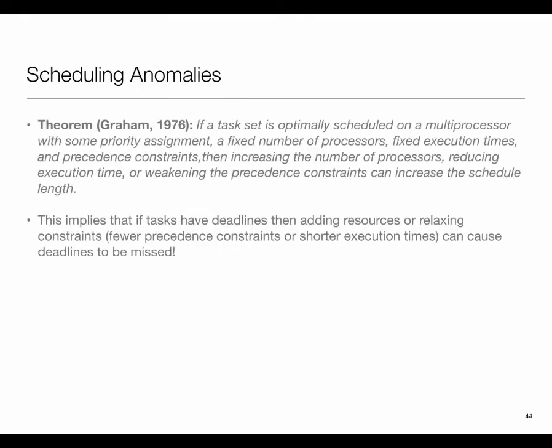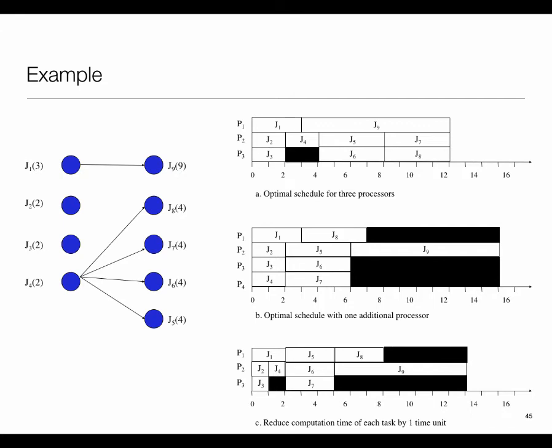There is kind of a theorem which says if a task set is optimally scheduled on a multiprocessor with some priority assignment, a fixed number of processors, fixed execution times, and some given precedence constraints, then increasing the number of processors, reducing the execution times, or removing some precedence constraints can all increase the schedule length, which is counterintuitive. That is, we are doing things which supposedly should make things faster, but they actually can work the other way. So this version of the problem is just insanely hard.